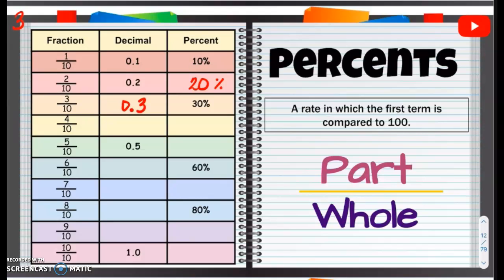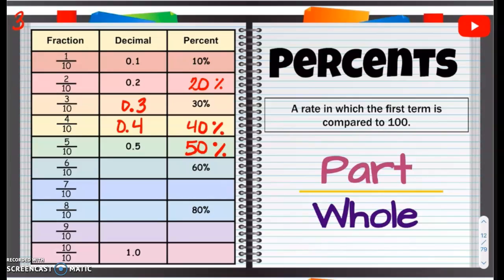Next one, 4 out of 10, you can write 0 and 4/10. That can be 40%. Do you see a pattern here? 5/10, 0 and 5/10. 50%. If you get 5 out of 10 on a math quiz, you get 50%.